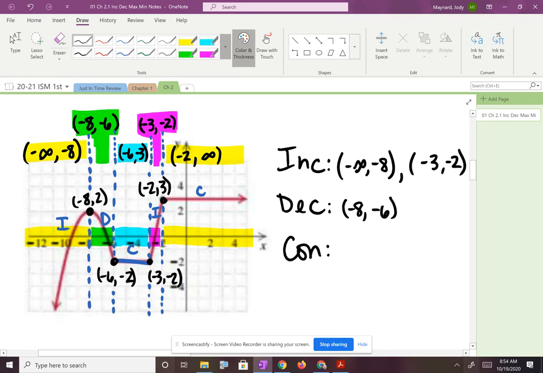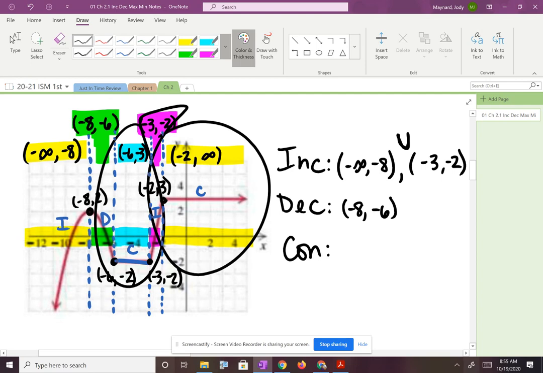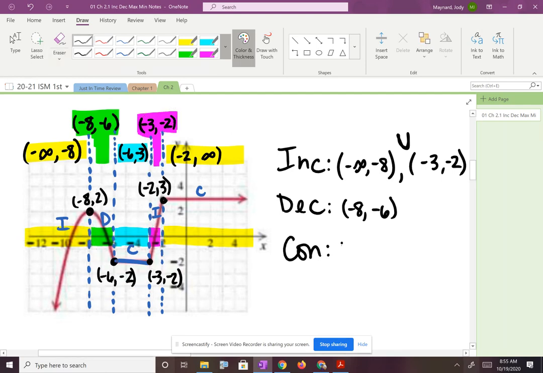Bless you. Also, in your homework, it might ask you to join these with a union. I can't remember. One class does it one way, one class does the other way for some reason, because the books are just a little bit different. So, lastly, the constant, we have this blue one and this yellow one are both constant. We've already labeled them. So constant is negative 6 to negative 3, and negative 2 to infinity. There's our increasing, decreasing, constant.